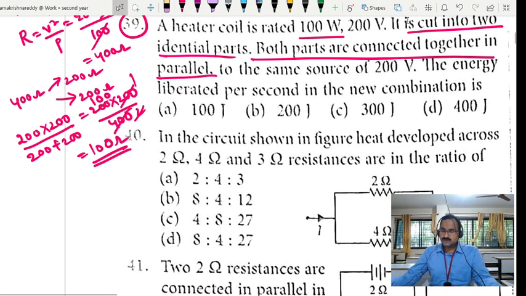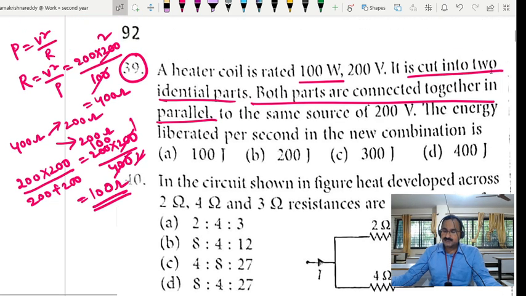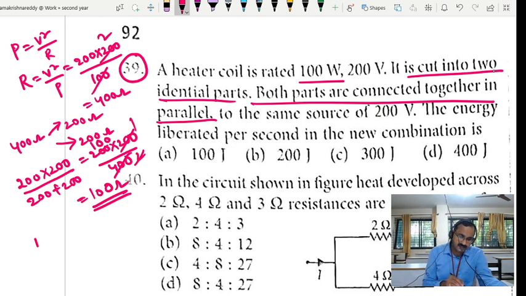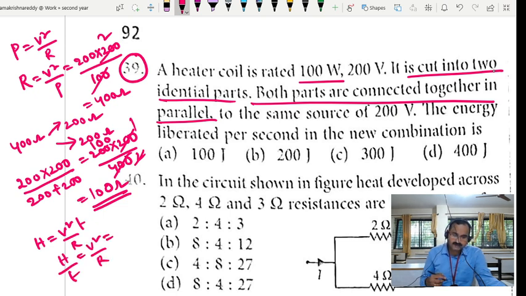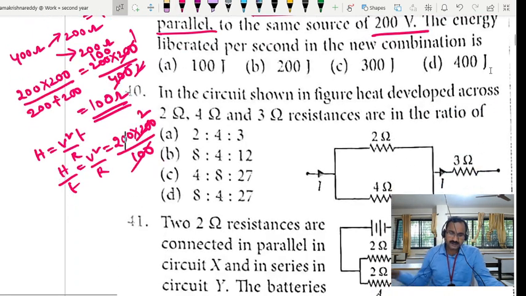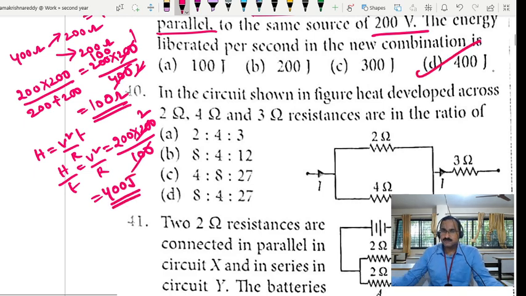It is connected to the same source, 200 volt. The energy liberated per second in the new combination they are asking. So what is the formula for that? Energy liberated per second is nothing but power, or H by T, joule per second. H by T is equal to V square by R. The V value is 200, so 200 into 200 divided by 100, which is 200 into 2, that is 400 joules. That is the fourth option.